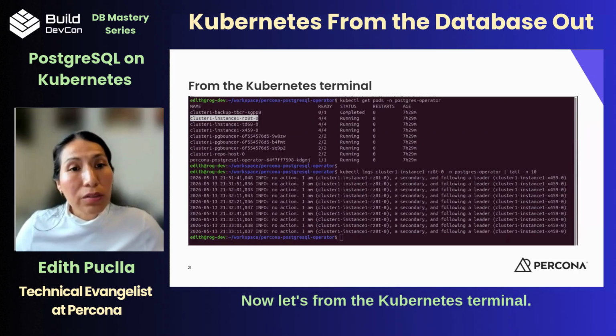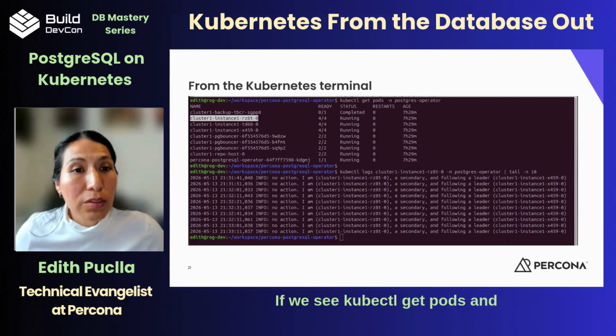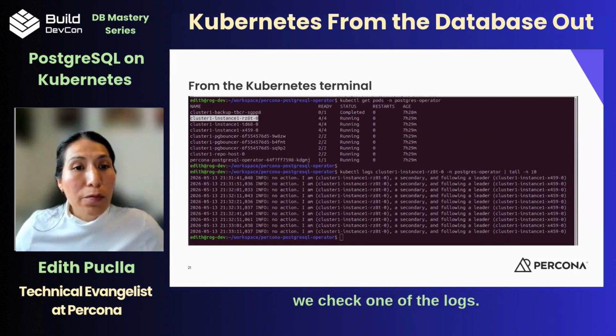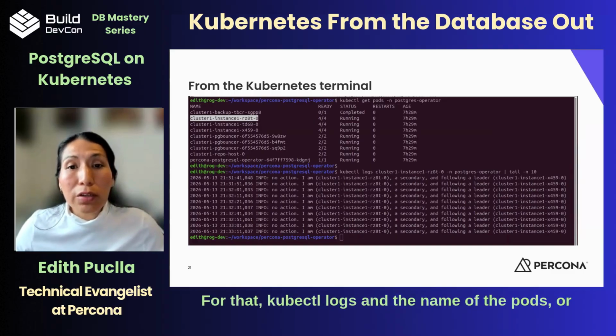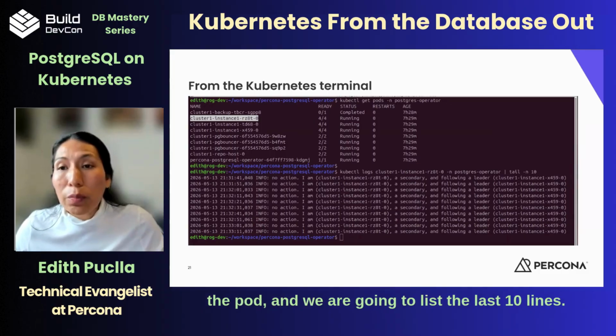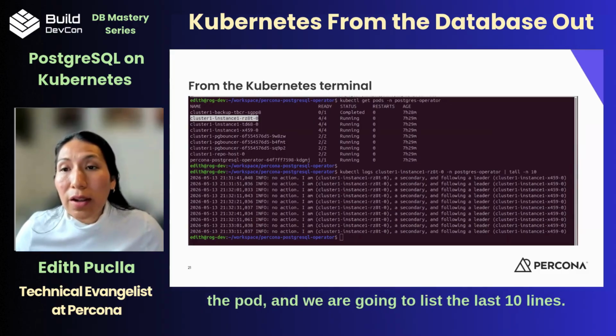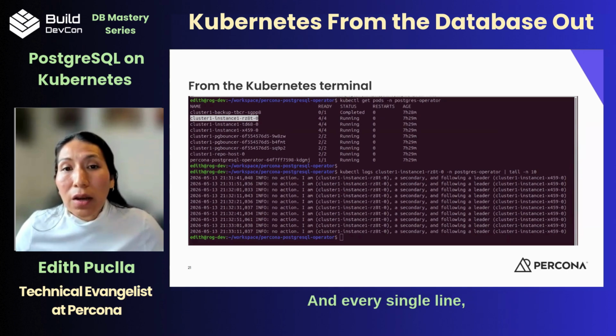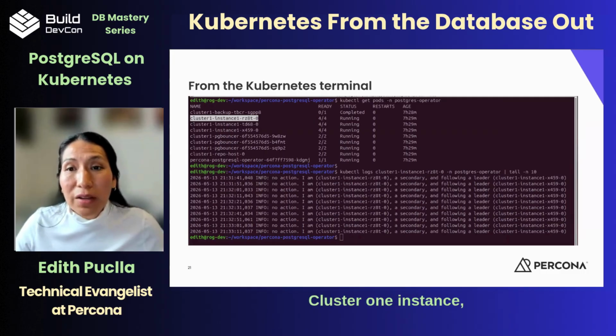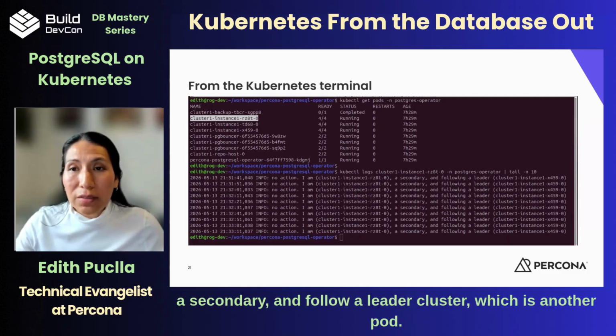Now let's see from the Kubernetes terminal. If we run kubectl get pods, and we check one of the logs, for that kubectl logs and the name of the pod, and we list the last 10 lines, every single line, as you can see, says the same thing: I'm cluster 1 instance, a secondary, and follow a leader cluster, which is another pod.